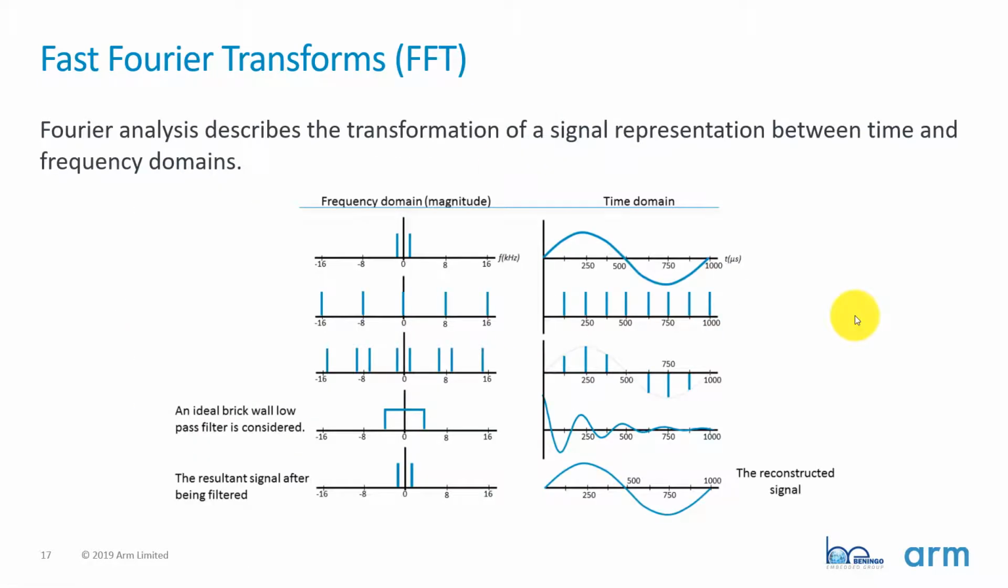Now, a fast Fourier transform is going to allow us to do a couple of different things in our system. Fourier analysis basically describes the transformation of a signal representation from the time domain into the frequency domain.